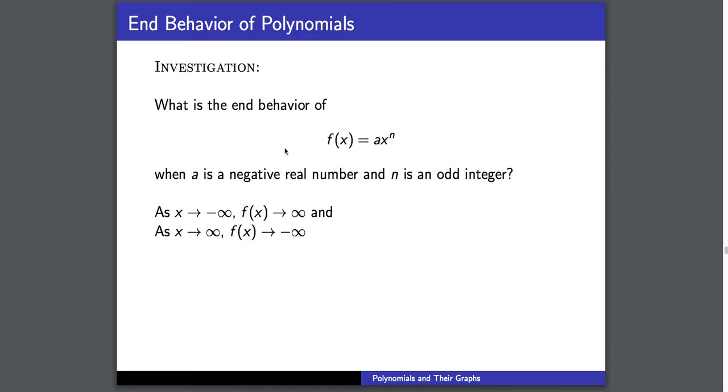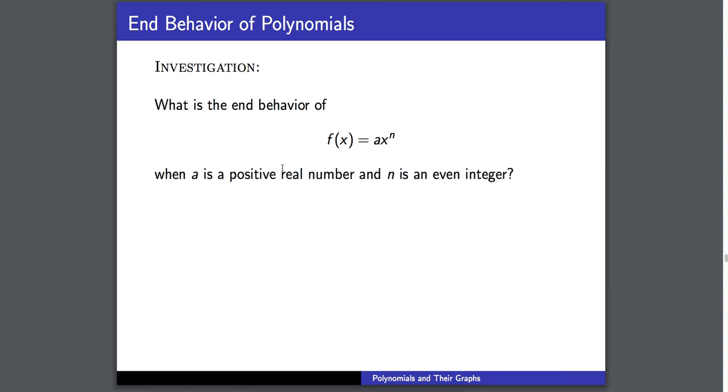What happened was we reflected our graph across the x-axis, and now instead of going down as we go to the left, we're going up. And instead of going up as we went to the right, we're going down. So we'd say that the limit as x approaches negative infinity of our function is infinity. Our y values are going up forever without stopping. And as x approaches infinity, our y values are going down forever, approaching negative infinity without stopping. Again, that is just a reflection across the x-axis.